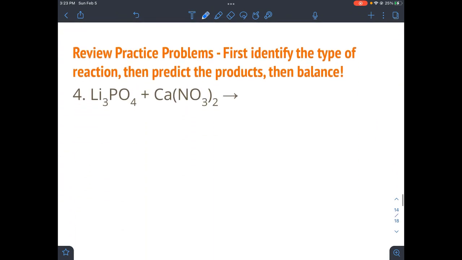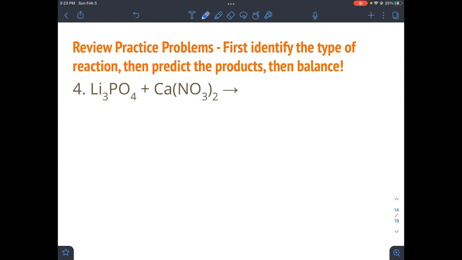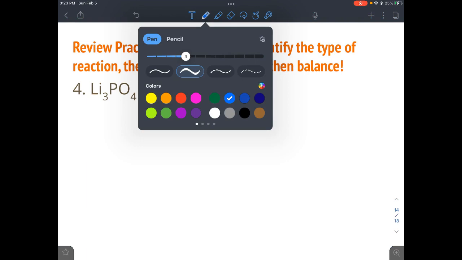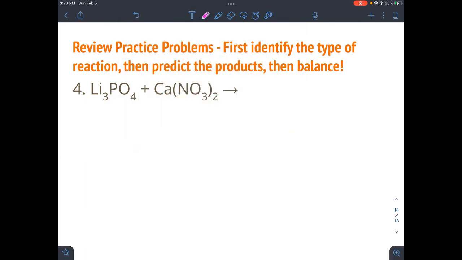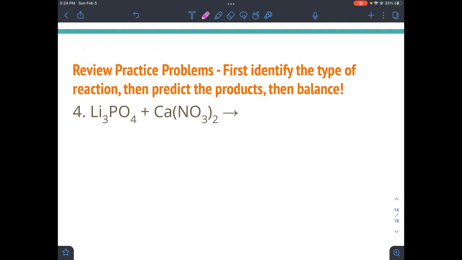All right, let's do another one. This one has Li3PO4, that's lithium phosphate, and Ca(NO3)2, that's calcium nitrate. Well, what I'm noticing here is these are both ionic compounds with positive and negative ions. If you have 2 ionic compounds, this is going to be double replacement. To do double replacement, we are going to swap the positive ions.